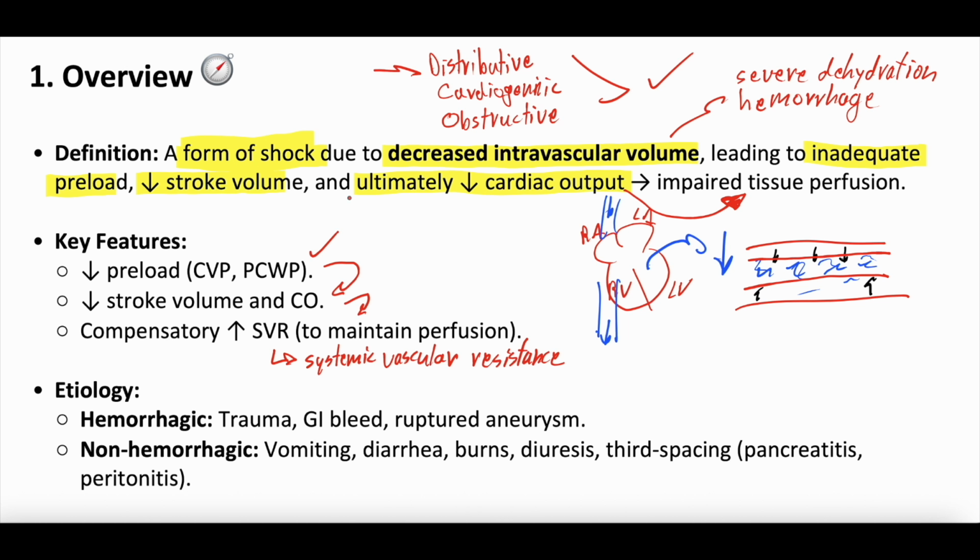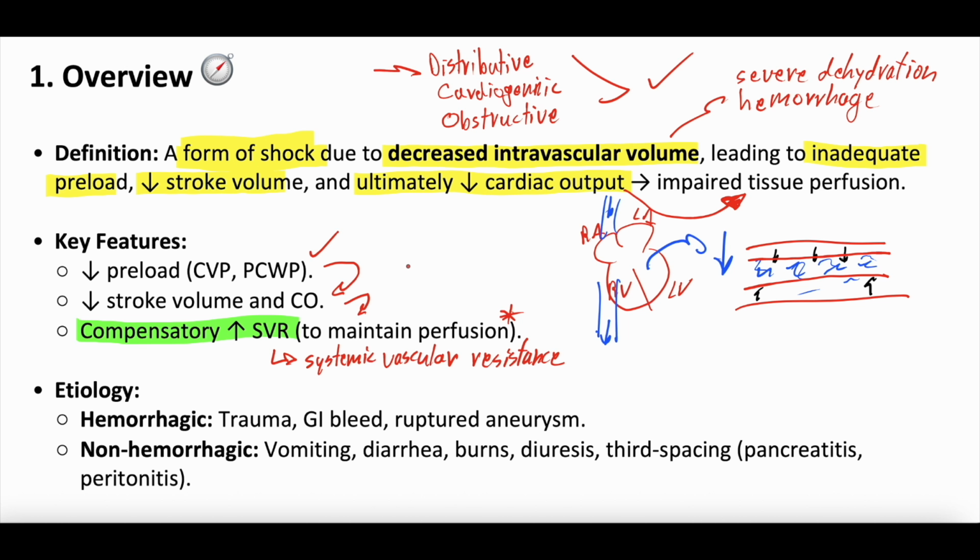But yes, the compensation for hypovolemic shock is a compensatory increase in systemic vascular resistance to try to maintain adequate organ perfusion. So to say it out loud again, you're hypovolemic, right? That means you have decreased preload, decreased circulating volume. That means you're delivering less blood, less volume to the heart. That less volume in the heart means that when the heart squeezes, there's less volume to pump out of the heart. So you get a decrease in stroke volume, a decrease in cardiac output.